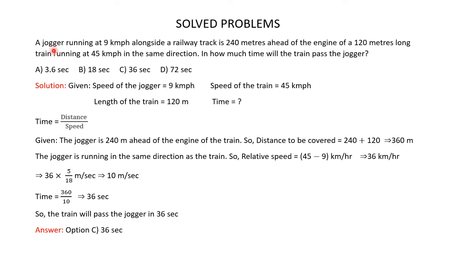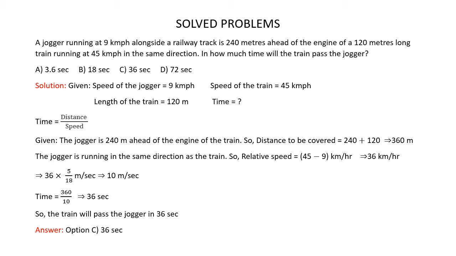A jogger running at 9 kilometers per hour alongside a railway track is 240 meters ahead of the engine of a 120 meters long train running at 45 kilometers per hour in the same direction. In how much time will the train pass the jogger? You are given four options here and you have to find out which of these options is the correct one.